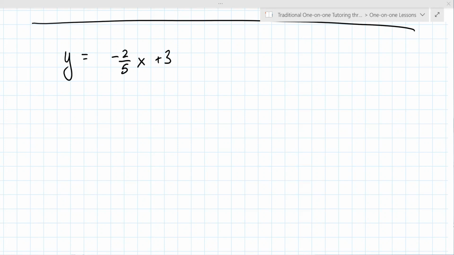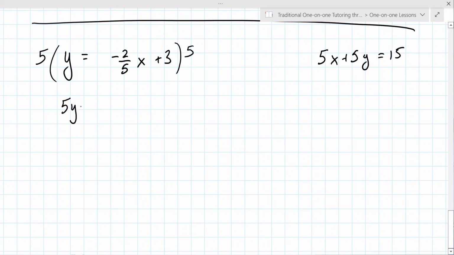Okay. I think I got it. All right, what is your final answer? 5x plus 5y equals 15. Like this? Yes. Okay, so let's take a look here. We're going to multiply everything by 5. So 5y equals minus 10 over 5x plus 3. Is it clear why I wrote minus 10 down here from the minus 2?